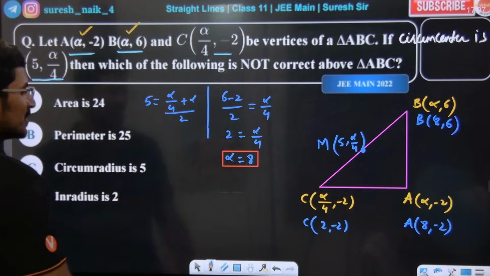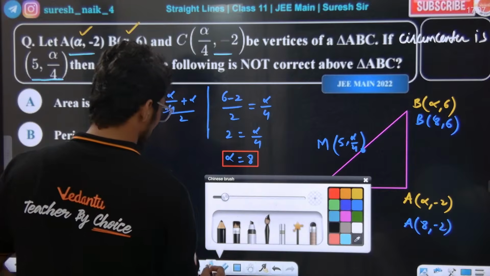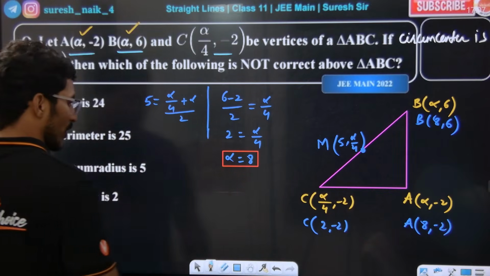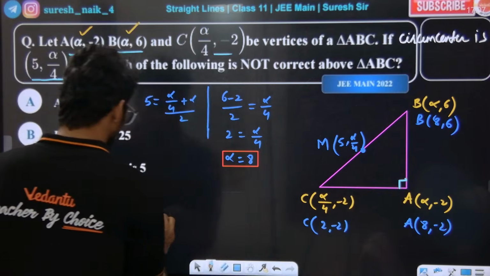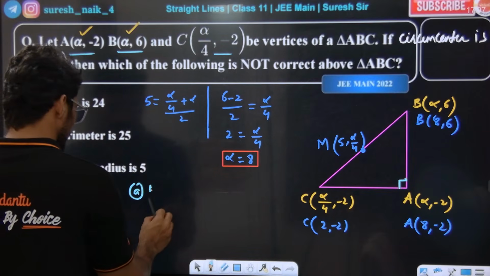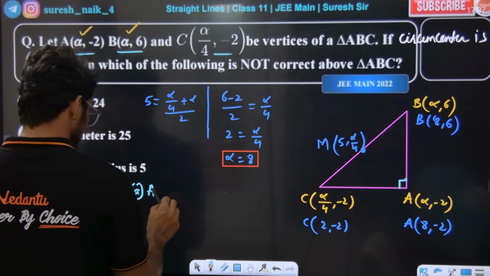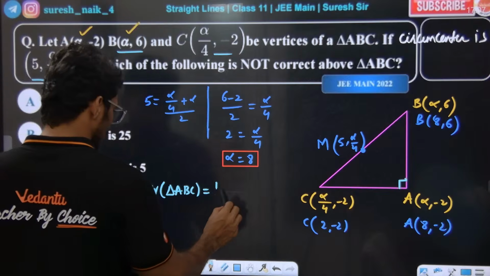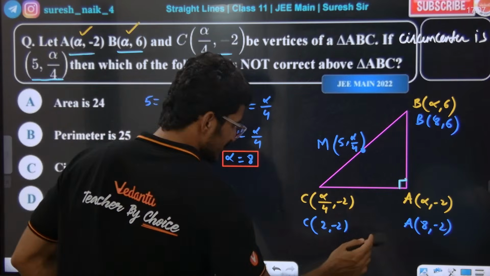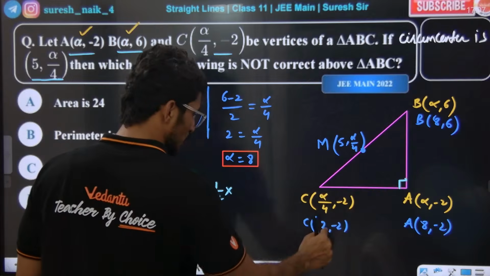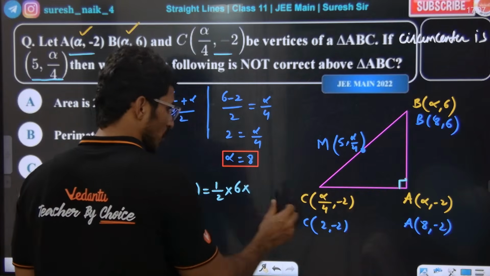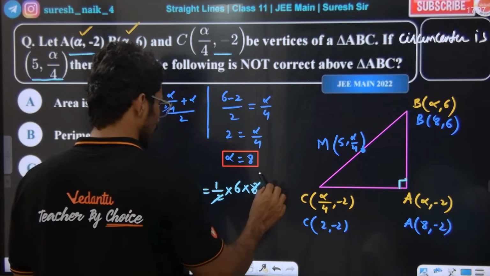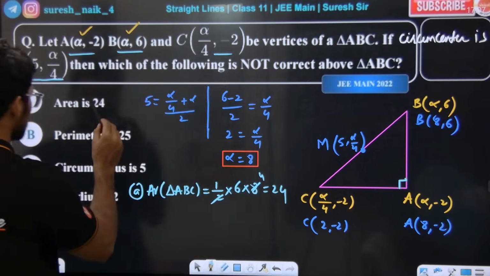Sir, the area of triangle ABC is 24, they are saying. We need to verify the options. I'm checking option A. Area of triangle ABC is half into base. What is the distance between these two? 2 to 8, the distance is 6. What is the height? Minus 2 to 6, so distance 8. So I am getting area as 24. This is the correct option.